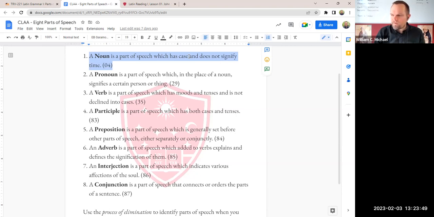Third, a verb is a part of speech which has moods and tenses and is not declined into cases. So there's no nominative case, genitive case, dative case. Now, here's another trick for identifying whether a word has cases. If you know what the cases are, like nominative, genitive, dative, you know that each case has a translation in English, right? What does the genitive case mean in English? How do we translate a genitive case in English? Who knows that? Good, Abigail, that's right.